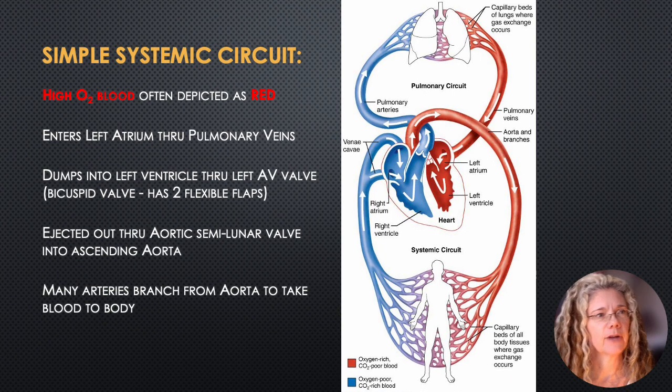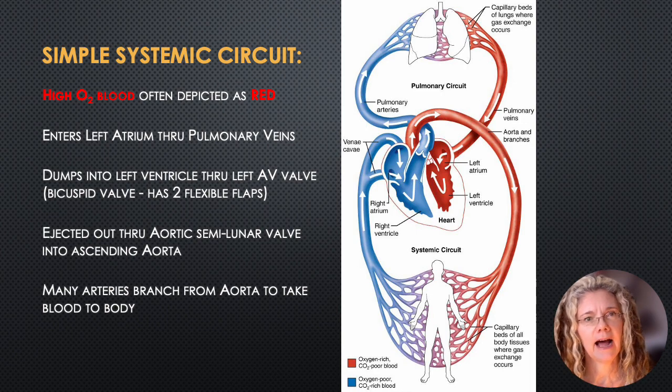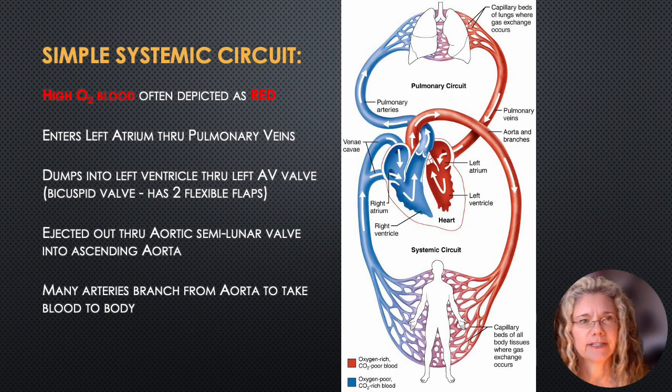All right, so coming back, now we've completed our gas exchange in the lungs, and now we've got high oxygen-containing blood, which in diagrams you're often going to see as red. It's going to empty into that left atrium through pulmonary veins. So just like the pulmonary arteries took blood away from the heart to the lungs, pulmonary veins are now going to bring blood back to the heart. So veins always bring blood back to the heart, whether that blood contains lots of oxygen or not.